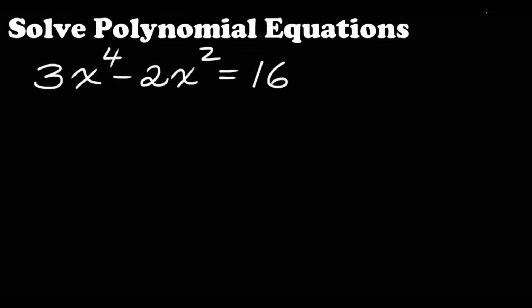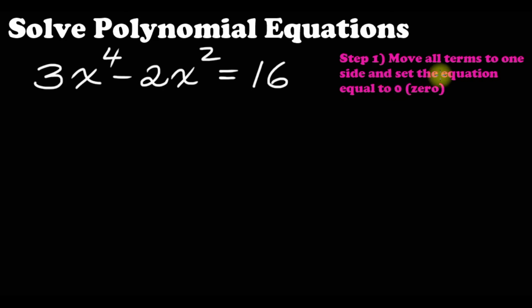Okay, so let's take a look at another example. So here we have to solve 3x to the 4th minus 2x squared equals 16. So first thing we have to do is move all terms to one side and then set the equation equal to 0.